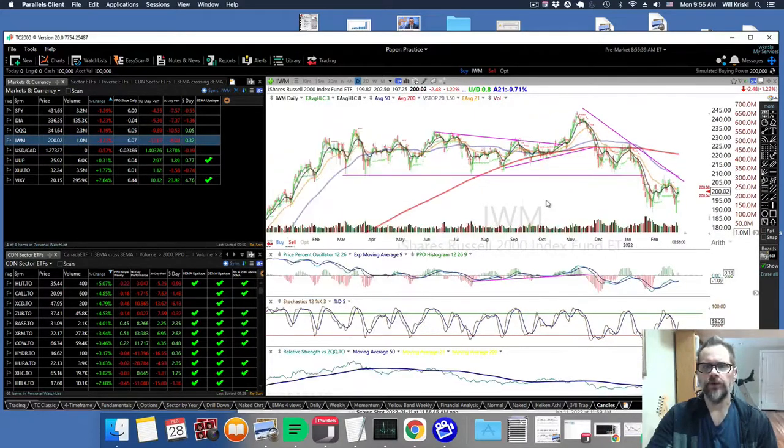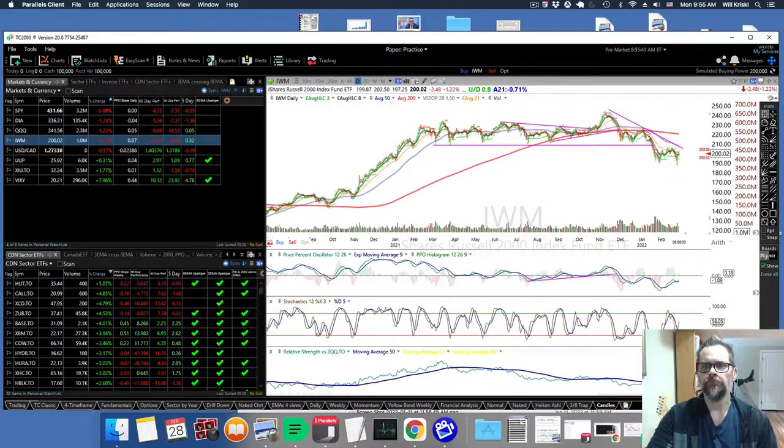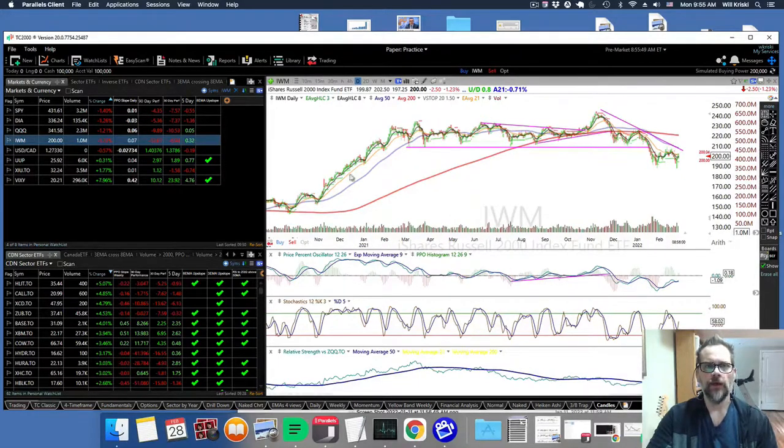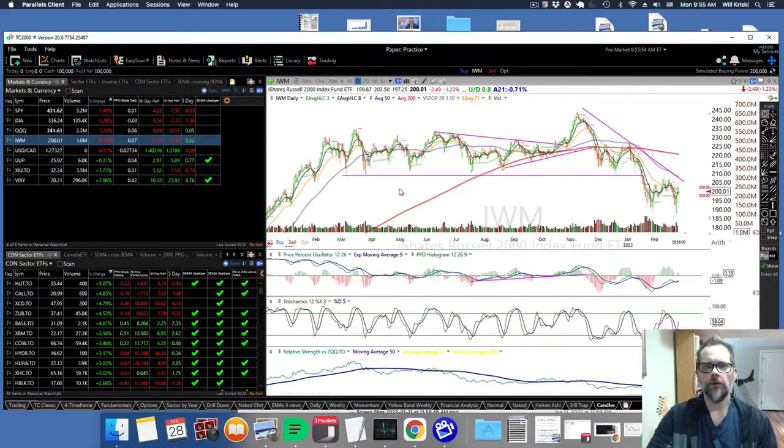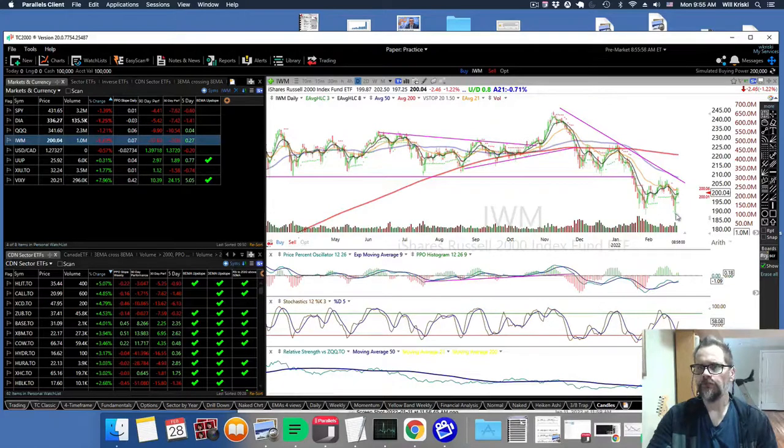IWM is the Russell 2000, so we had a long consolidation period, and now we've broken down. See these lower highs? You can see each time we bounce off the trend, and so you want to get in back here. We had this long support, and then it broke it, and so there was a big push the other day, but it takes more than that to get out of this scenario. So I want to see higher lows and a break through this downtrend.